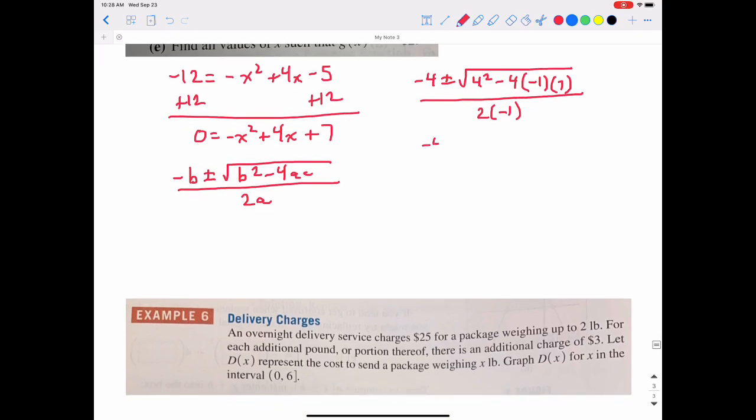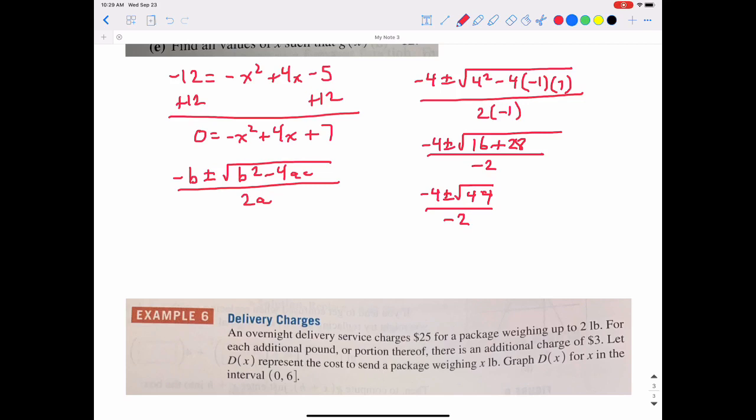So that'll be negative 4 plus or minus the square root of 16. And negative 4 times negative 1 times 7 is positive 28, all over negative 2, which is negative 4 plus or minus the square root of 44 over negative 2.